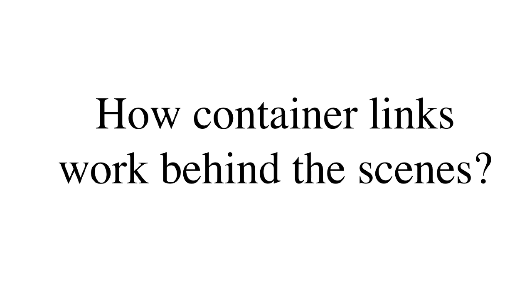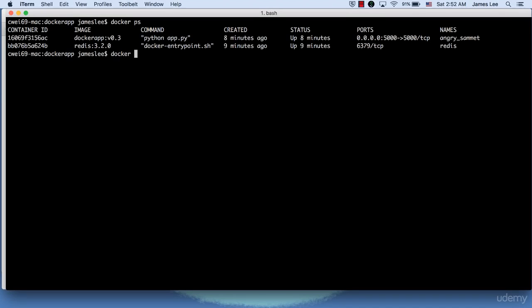You might want to ask how container links work behind the scenes. I'll show you in a second. Let's log into the Python app container first. What I will do is open the /etc/hosts file. When a Linux machine gets started, it needs to know the mapping of some host names to IP addresses before DNS can be referenced. This mapping is kept in the /etc/hosts file.